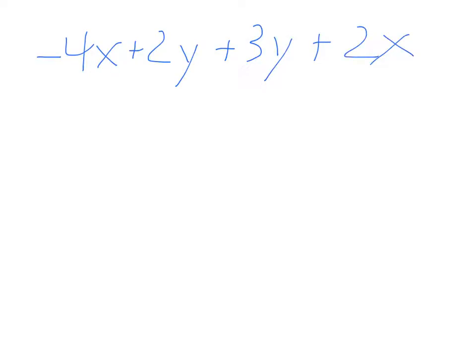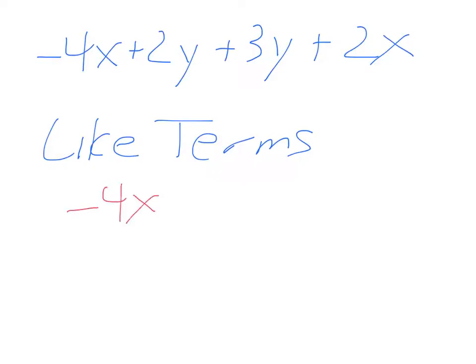Take a look at the following expression. Negative 4x plus 2y plus 3y plus 2x. Identify the like terms. Pause the recording and identify the like terms. If you did it correctly, you would have told me the like terms are negative 4x and 2x, and 2y and 3y.